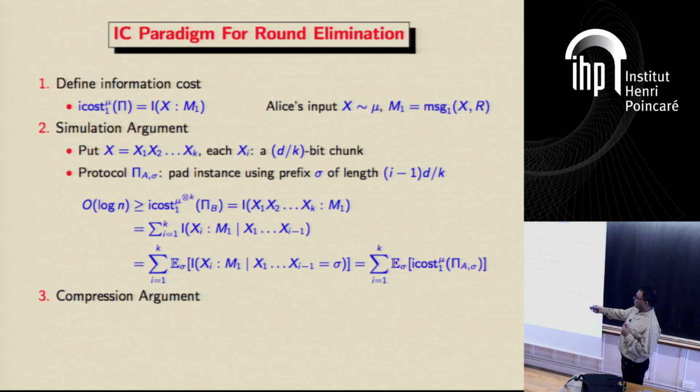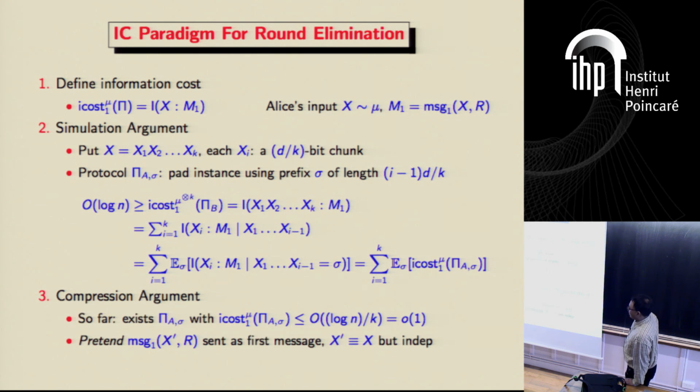Anyway, the goal here is not to understand it line by line, but to say that it's the same paradigm we saw before, but in a slightly more complicated situation. Now, what about that last step? We need a compression argument. What we've got so far is an artificial protocol for a small instance, which invokes the protocol for the big instance and therefore achieves low information cost.